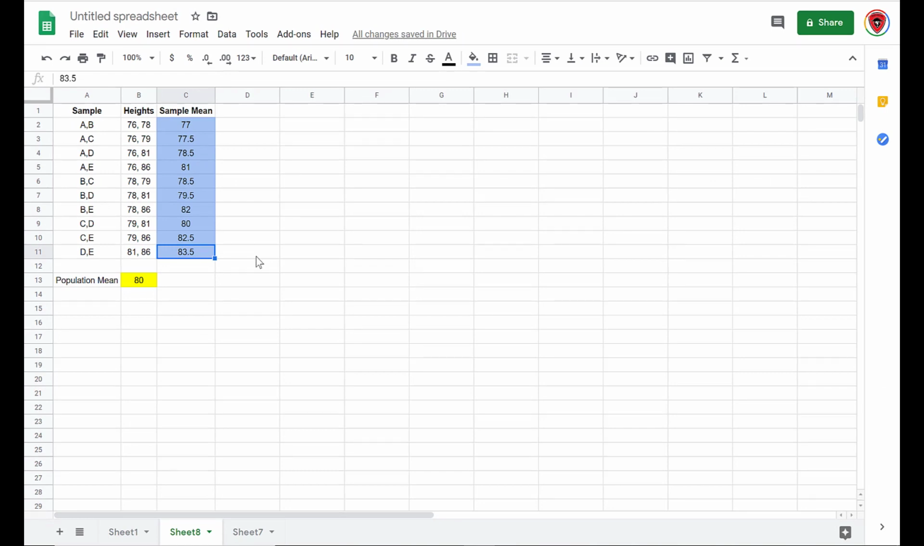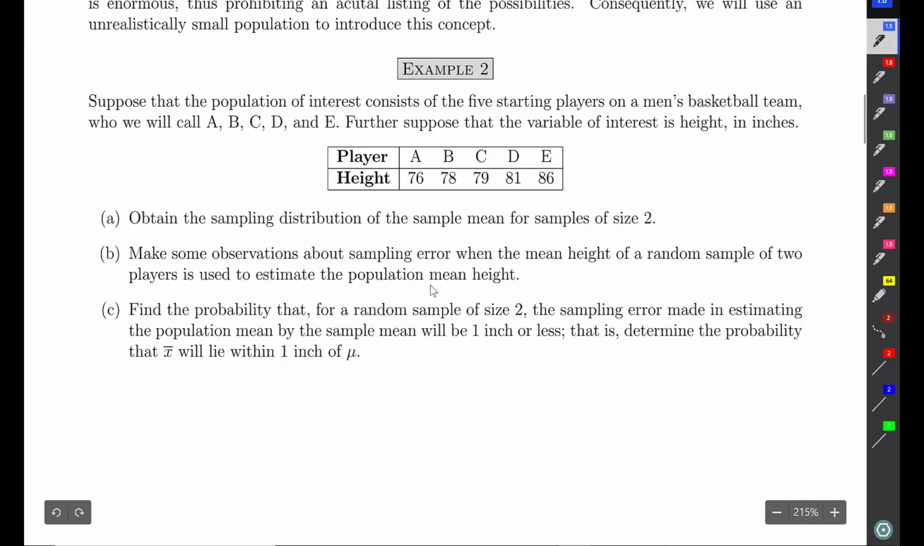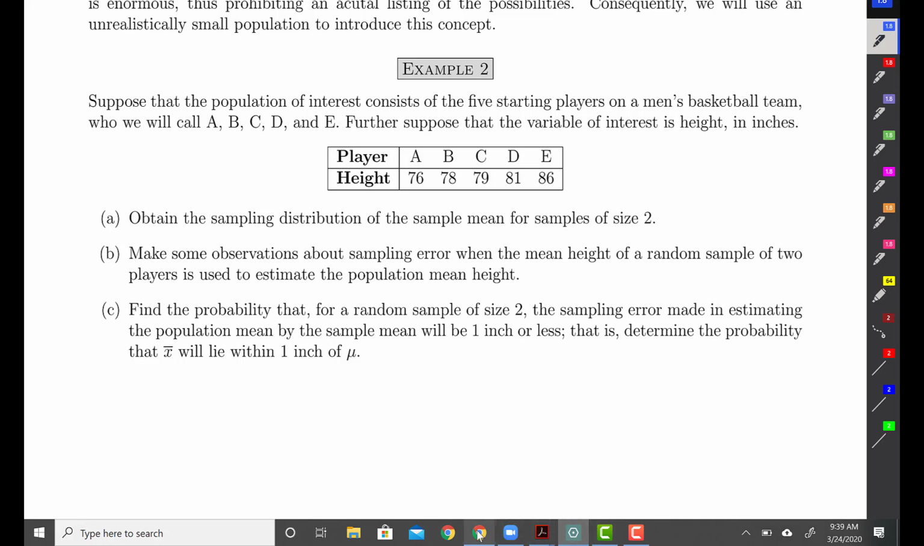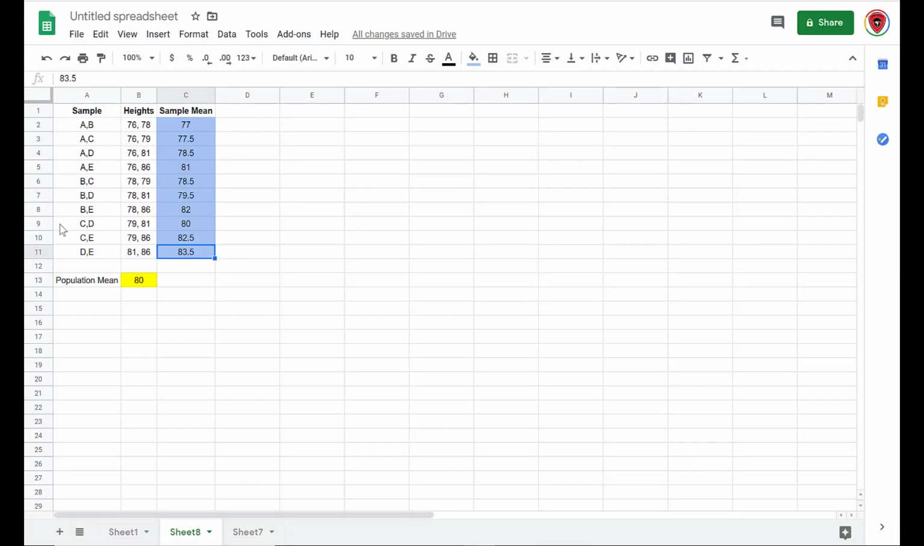For part B, it says to make some, I believe, let me see what it said again. Make some observations about the sampling error when the mean height of a random sample of 2 players is used to estimate the population mean height. We just kind of talked about that, but you can see that out of the 10 possible samples, we only have 1 sample that would actually give us the exact population mean. So that's a 10% chance that one of our samples will yield the exact population mean.